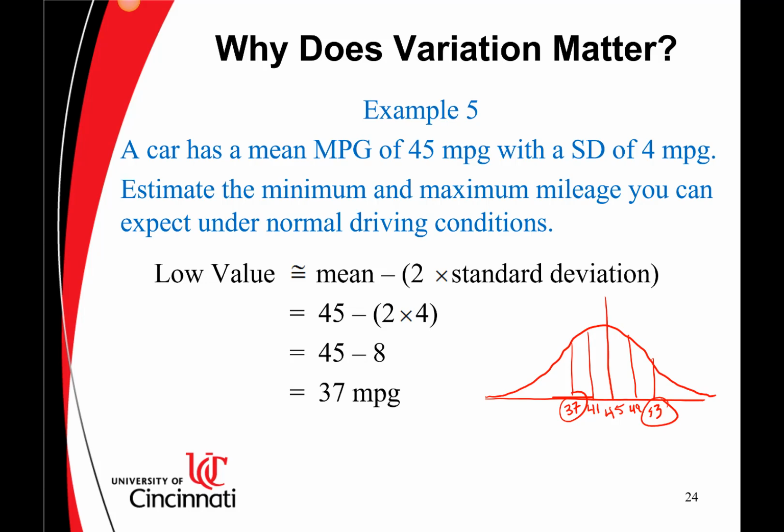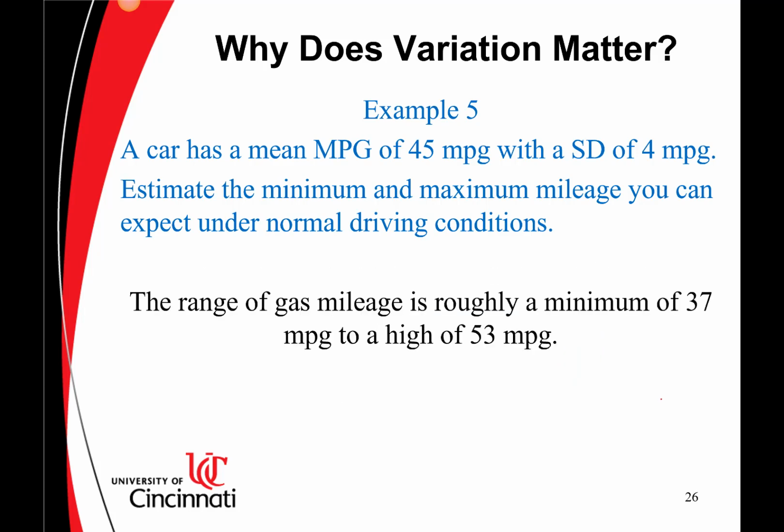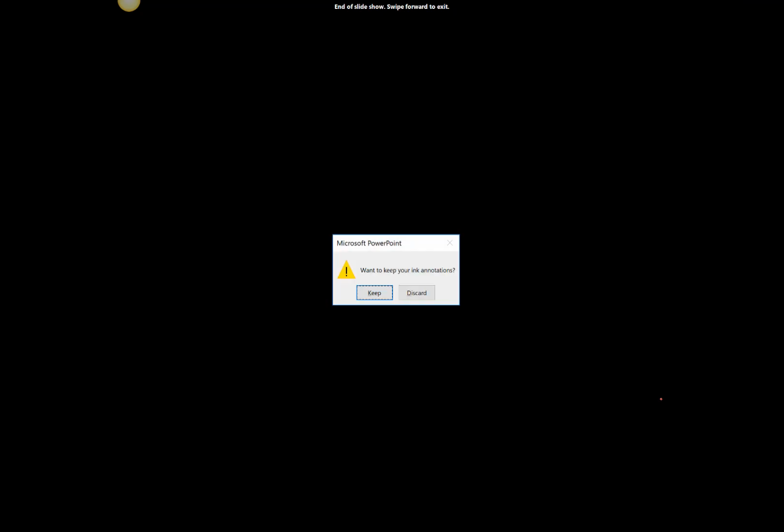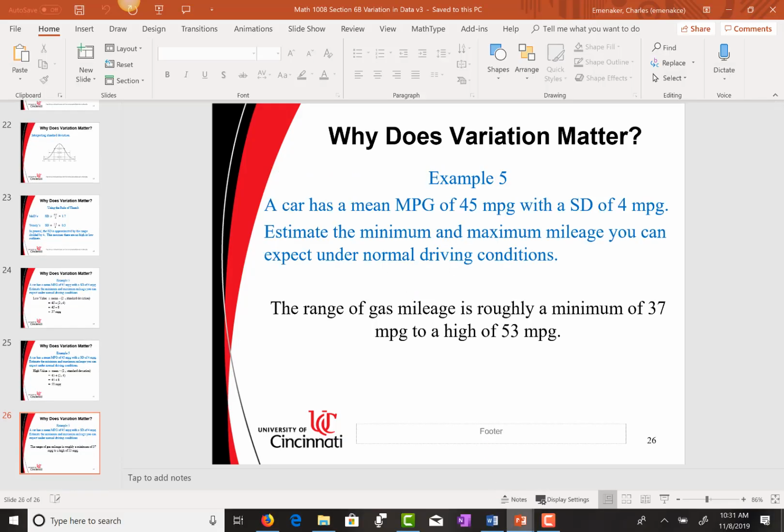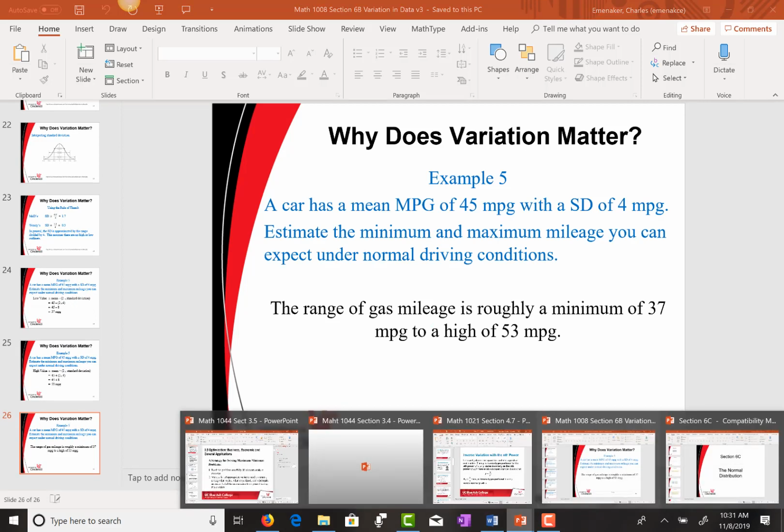What these two numbers tell us is that 95% of all the people who drive these cars get somewhere between 37 and 53 miles to the gallon. That's pretty widespread, isn't it? With right around 45 being in the middle. Does that make sense how to use these standard deviation things? So right around 37 to 53. That takes care of that one. And that's got 5 or 6B done for us.